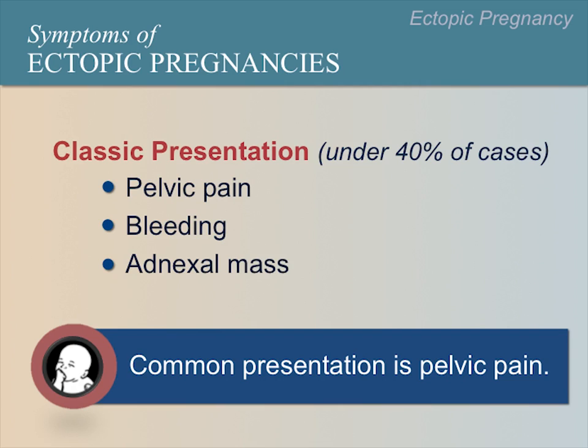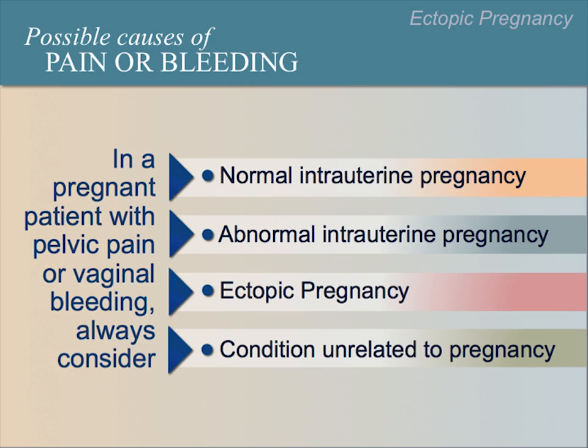Patients with an ectopic pregnancy will commonly report pelvic pain, but the classic signs of ectopic pregnancy include the 3 findings of pain, bleeding, and an adnexal mass. Pelvic pain and bleeding can have several causes. The 4 main conditions you should consider include a normal intrauterine pregnancy, an abnormal intrauterine pregnancy, an ectopic pregnancy, or a condition unrelated to pregnancy.